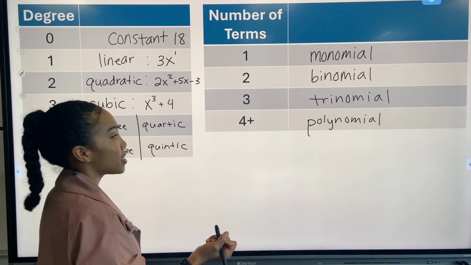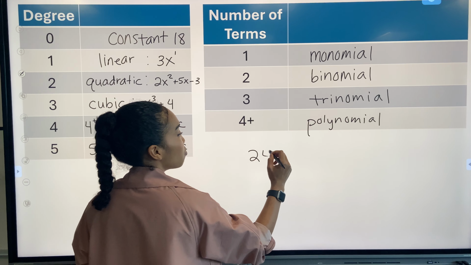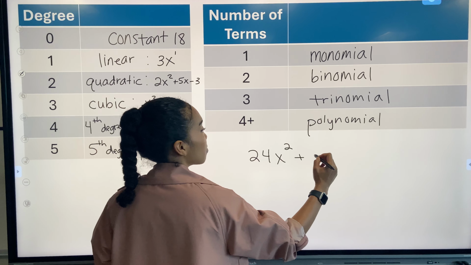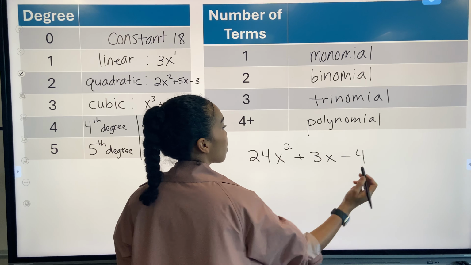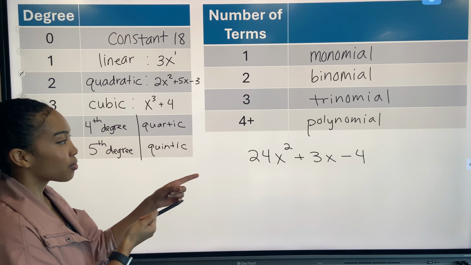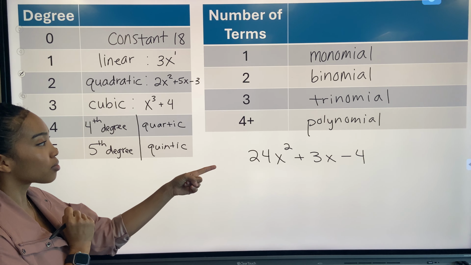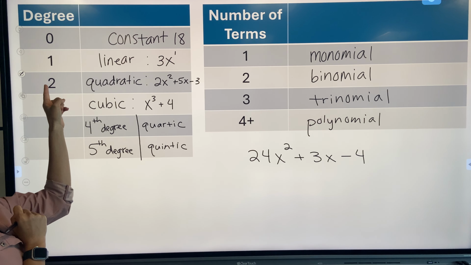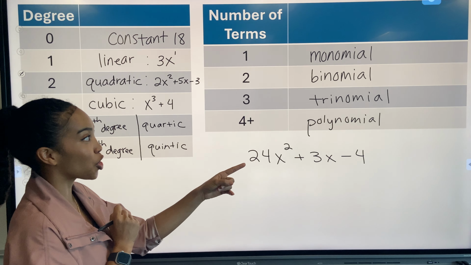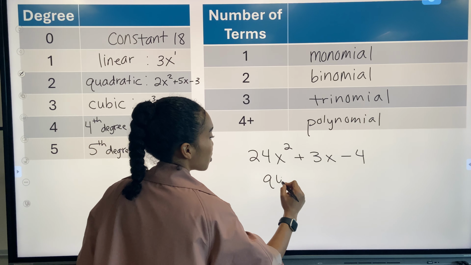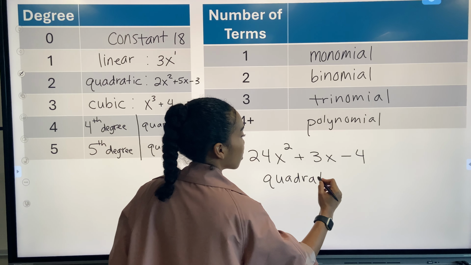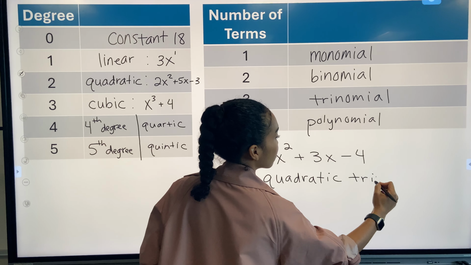So let's say, for example, I have 2x squared plus 4x plus 3. What is the degree? What do we call this? A quadratic, because the highest degree is a 2. And how many terms? Trinomial. So this is a quadratic trinomial.